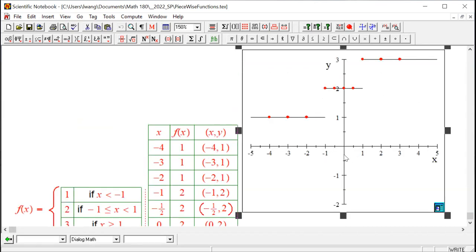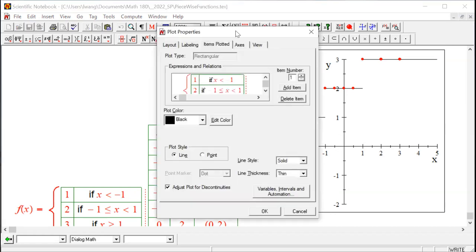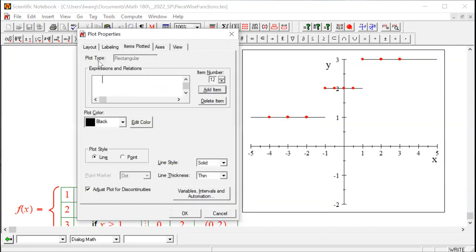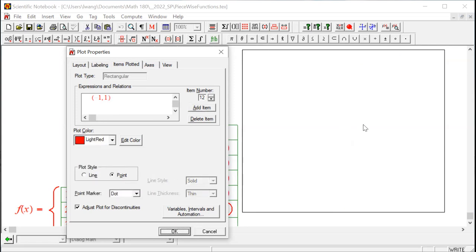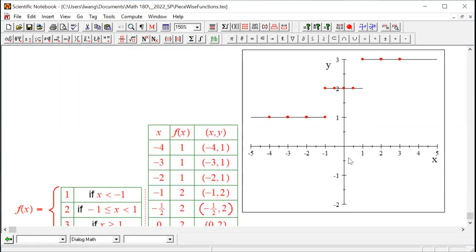To clarify that confusion, what we do here is that at -1, right? We want to show the reader at -1 and 1. This point is going to be, whoops, hold on.